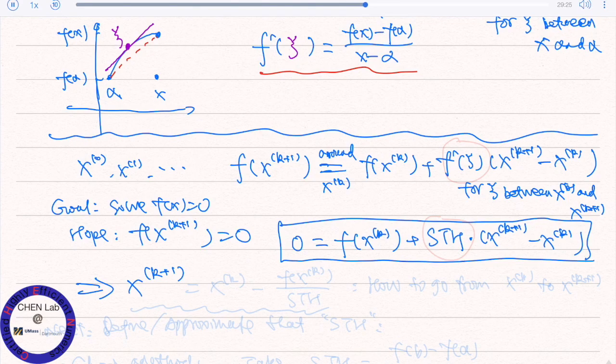Yeah. So essentially, we solve for this thing, and we get that this is xk minus f at the current iterate xk divided by that something.